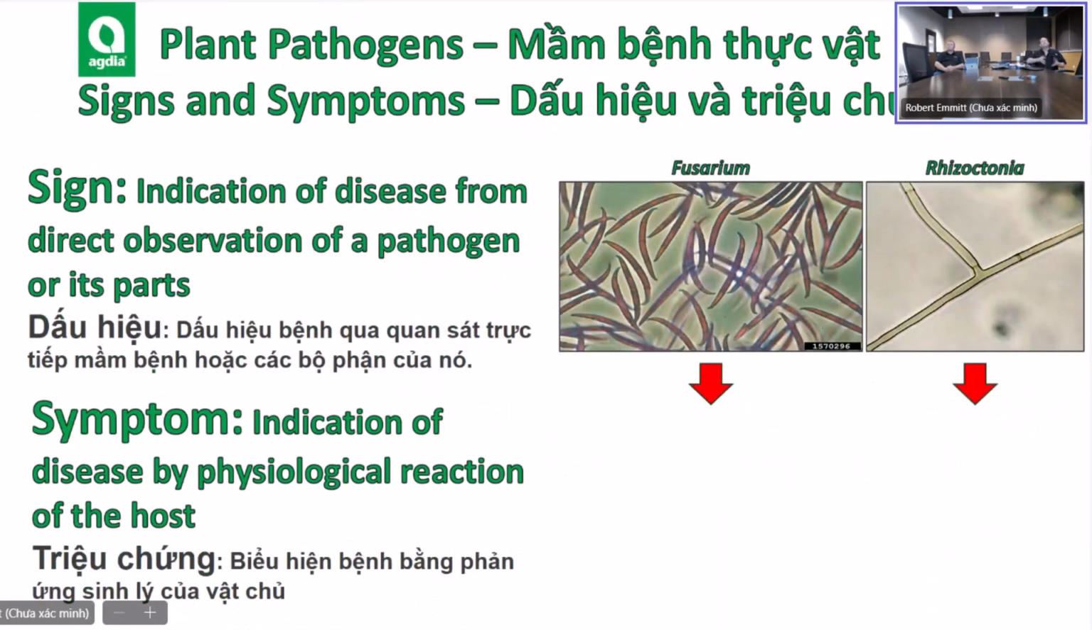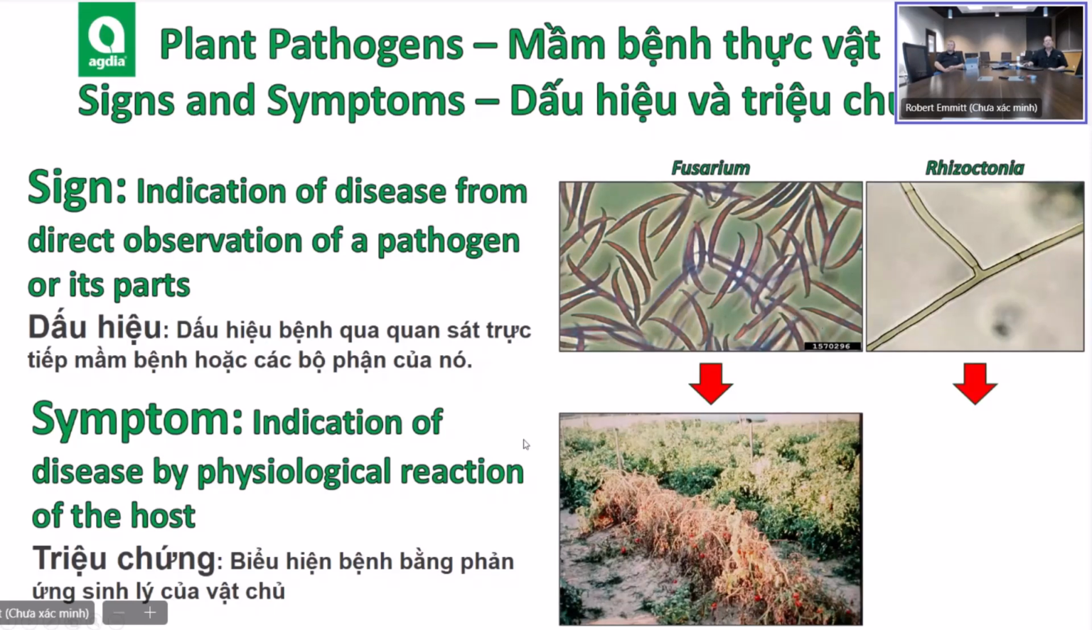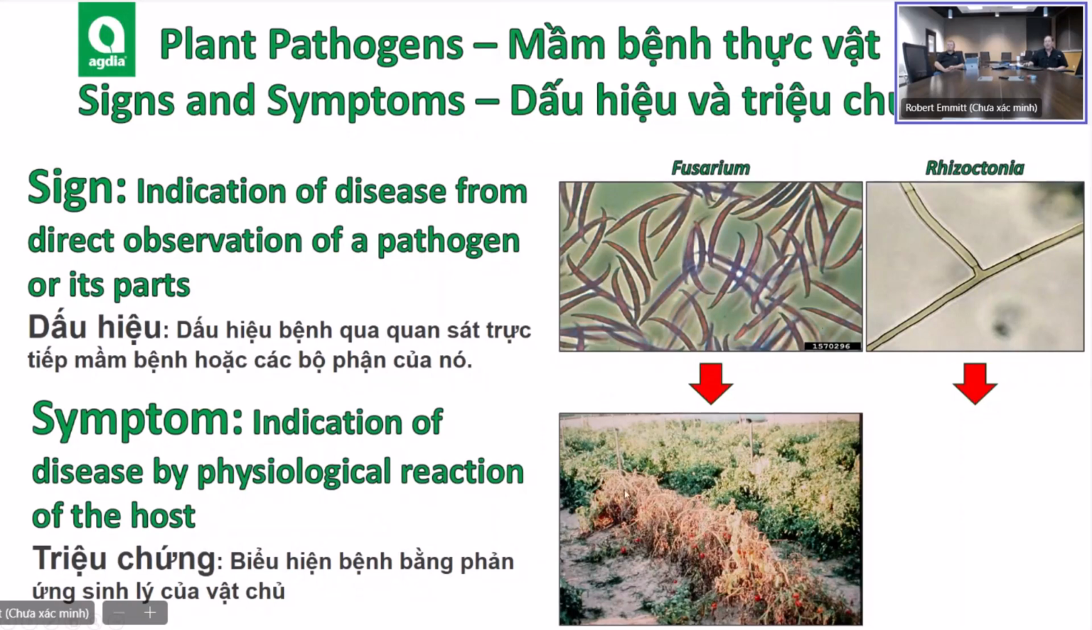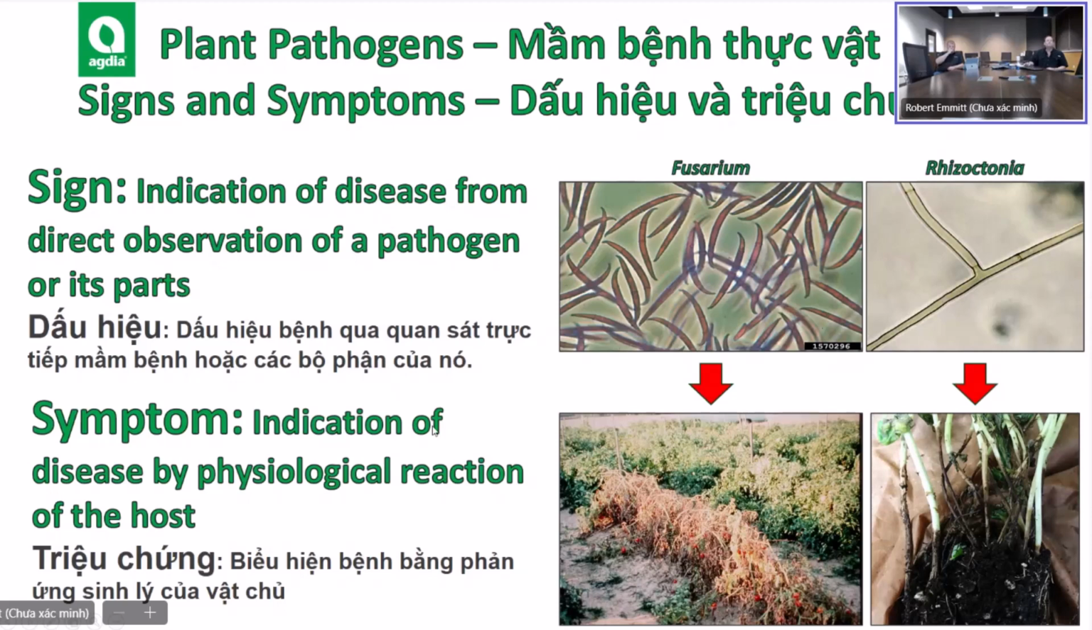So one of the things that you want to keep in mind when you're diagnosing plant disease are two things: signs and symptoms. So a sign is an indication of disease from direct observation of a pathogen or its parts. Okay, so you have spores or the fungal body, which is a mycelia. And then symptoms would be indication of a disease by a physiological reaction from the host. So the sign is part of the pathogen. The symptom is the plant's response to the presence of the pathogen. Two very different things, but they go together.